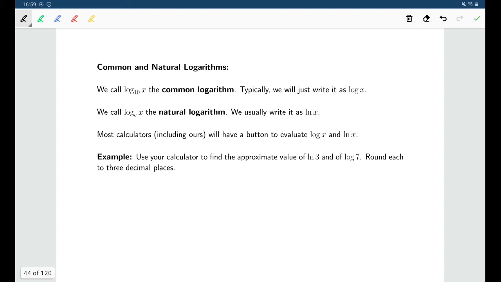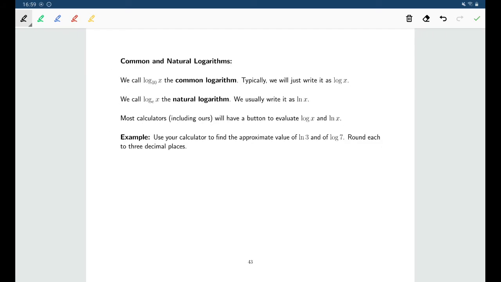Okay, there are two special kinds of logarithms that we're going to introduce, and they have applications in science, and they also are important as far as coming up with approximate values. Two special kinds of logarithms, two special bases. One is the common logarithm, that's log base 10. For the common logarithm, we typically write it as just log, no base. So if you see, for example, somebody writing log of 7, what they actually mean is log base 10 of 7.